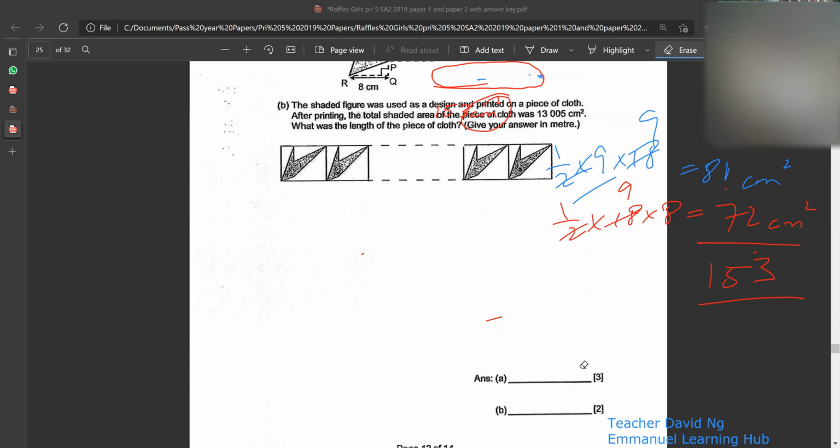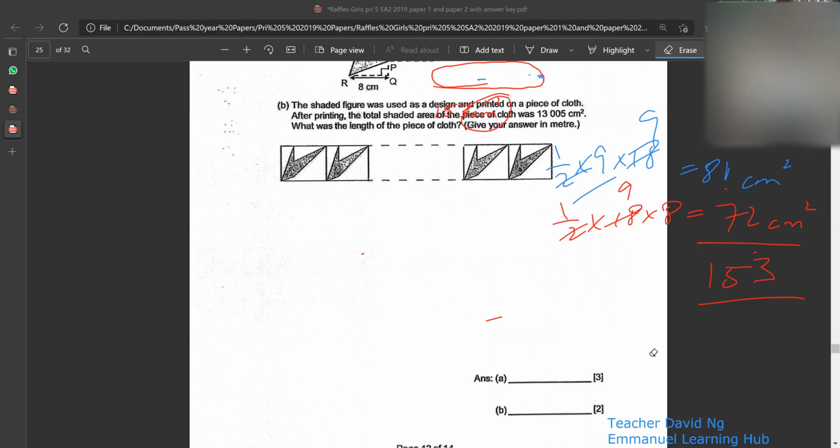Some students, like my P6 students, when I mark until so strict, they say, hey, Teacher David, answer correct, working correct. Why no marks? My ground is this: no unit, no marks. I don't care if your answer is correct, working is correct. 3 marks question, I give you 0. That's how I mark the paper.